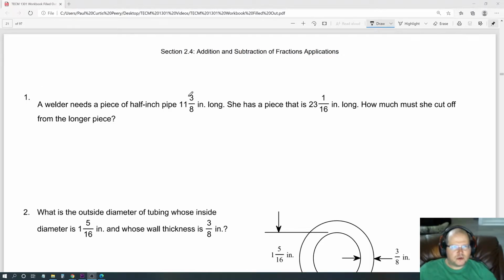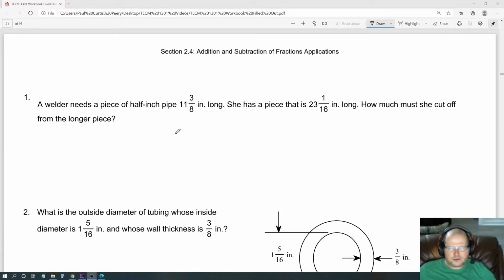Section 2.4 Addition and Subtraction of Fractions Applications. The welder needs a piece of half-inch pipe 11 3/8 inch long. She has a piece that is 23 1/16 inches long. How much must she cut off from the longer piece?